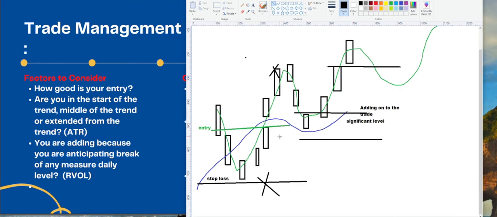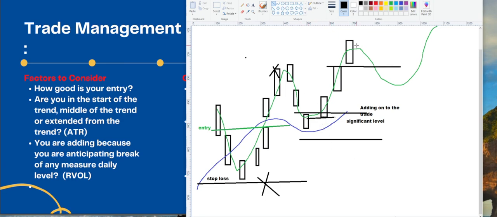And in all those cases, you need to make sure that your average is controlled. If I add to it, I will only add so that my average cost is not more than this significant level, plus or minus something. But I won't add so much that my average price is now here. If my average price is at this level, then I wouldn't add, because then there's no room for me. I can easily lose my profit after adding, and it can turn back and retest.